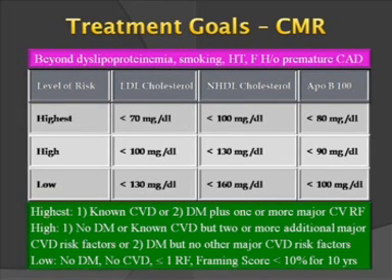What are the treatment goals for cardiometabolic risk? Today we can classify patients broadly into those who are at the highest risk, those who have high risk, and those who have low risk. People at the highest risk are those who have known cardiovascular disease or those who have diabetes plus one or more of the major CV risk factors. For these highest risk people, the LDL cholesterol should be less than 30, the NHDL cholesterol should be less than 100, and the ApoB particles should be less than 80.